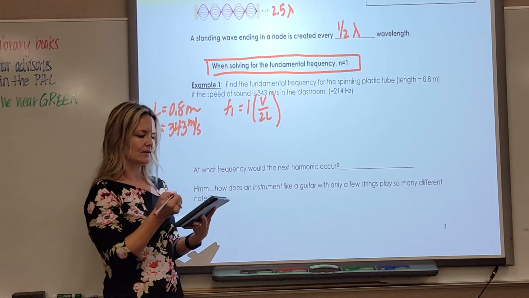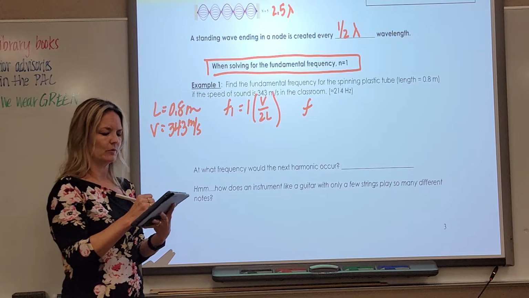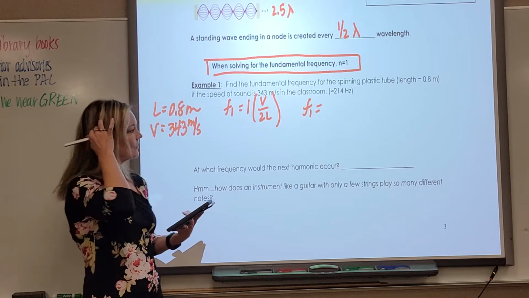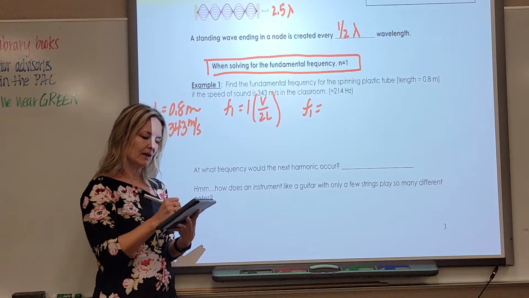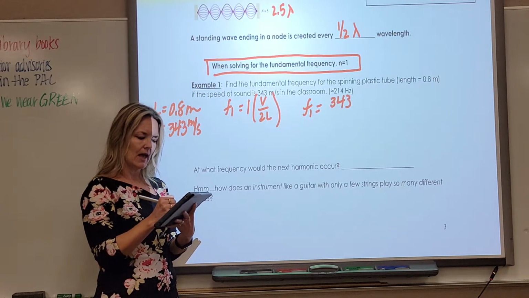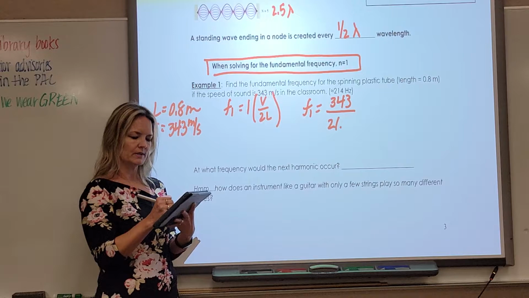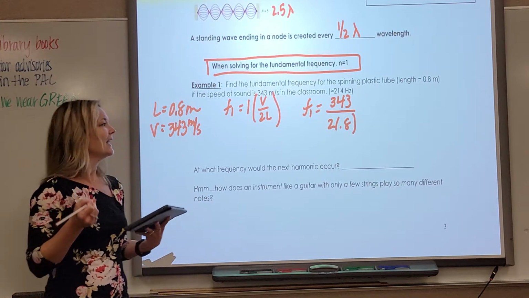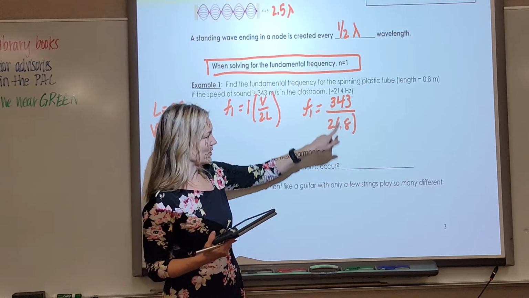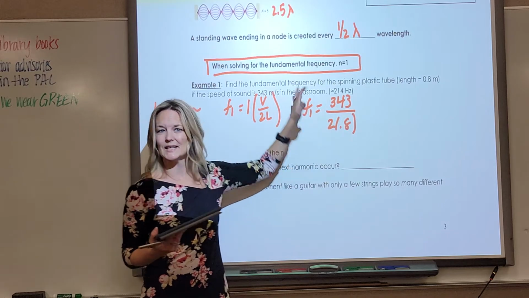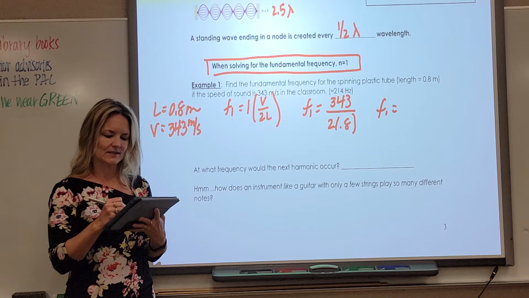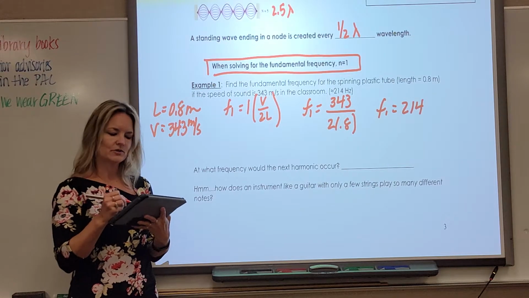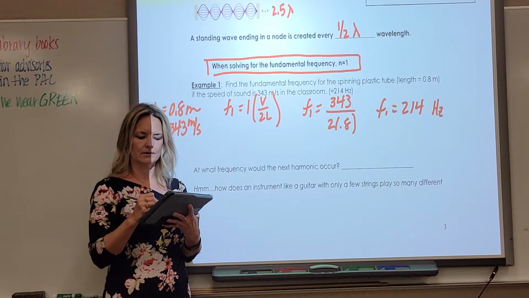All right, so I am looking for the frequency of the first harmonic, the fundamental frequency. I'm just going to drop out the 1. The V is 343. I'm going to divide that by 2 times the length, 0.8. If I divide 343, this would be 1.6. Divide by that, I should find that the fundamental frequency is equal to about 214 hertz.